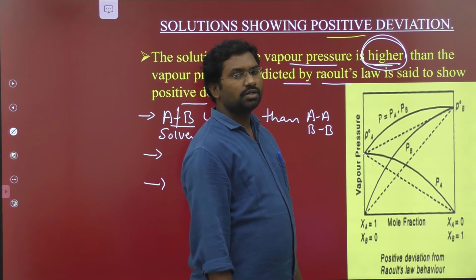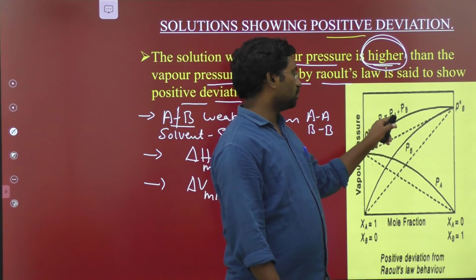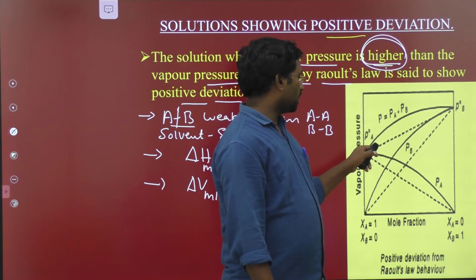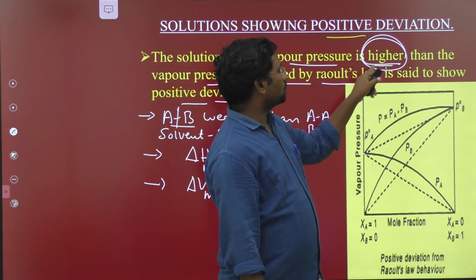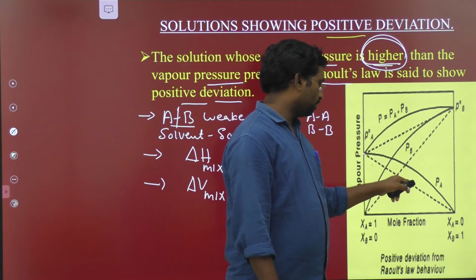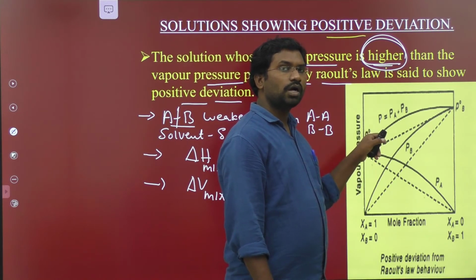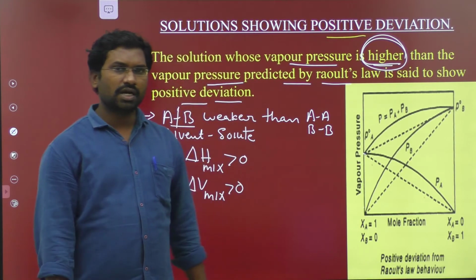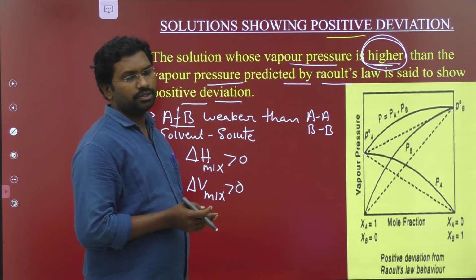From the definition of the ideal solution, the vapor pressure exhibited by the solution is equal to the sum of the partial pressures of the components. In case of positive deviation, the vapor pressure of the solution is higher. That's why, for component A, component B, and the vapor pressure possessed by the solution, in all three curves we have to draw an upward curve. That indicates the vapor pressure of the solution is higher. Therefore, the given solution exhibits a positive deviation.